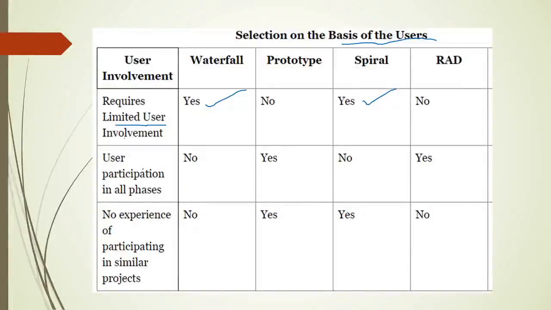Then, user participation in all phases. Do you need the client's participation in all phases? Then you can go for the prototyping model or rapid application development model. If there is no experience of participating in similar projects, then you can go for the prototyping model and spiral. If the user doesn't have any experience of such projects, then it is a type of risk involved in the project. Then you can go for the spiral model as well as the prototyping model.